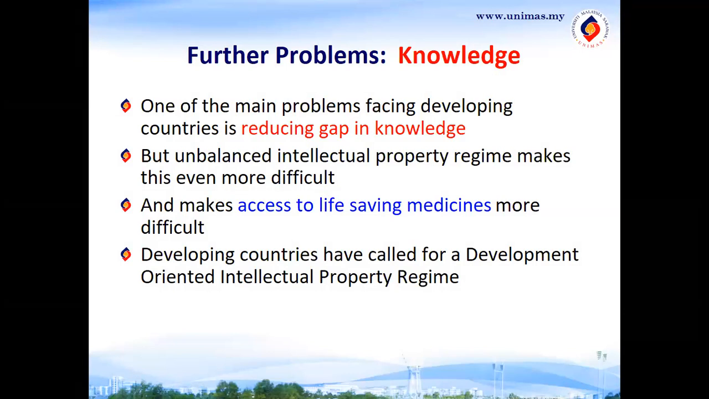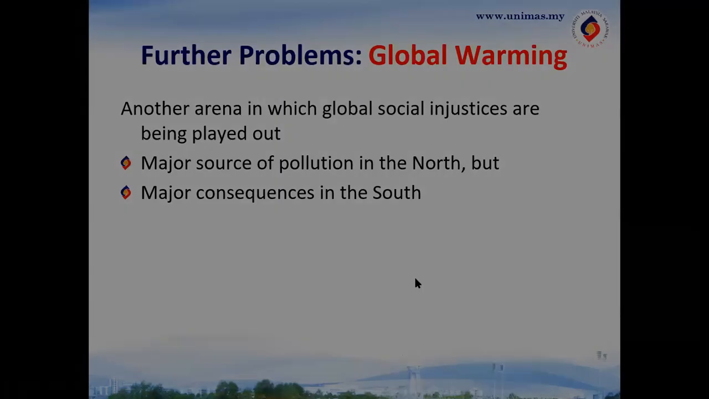And another problem is in terms of knowledge. Knowledge gap between the developed and less developed countries. So one of the main problems facing developing countries is reducing the gap in terms of knowledge. Also in terms of intellectual property, it has remained unbalanced, which makes it very, very difficult. So that makes access to life-saving medicines also more difficult. And developing countries have to have a development-oriented intellectual property regime as well. So that is the knowledge gap, so it is an advantage to the developed nations.